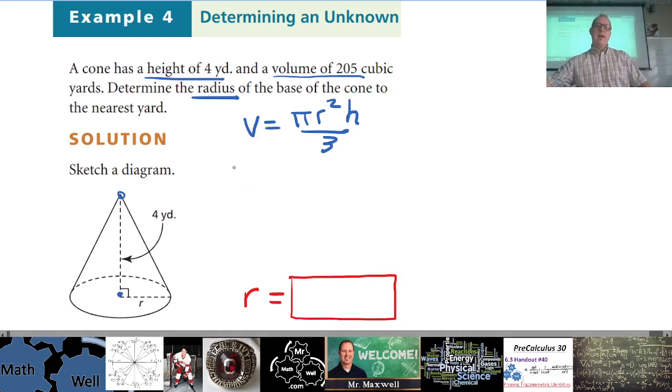So 205 goes on the left side in place of v. See that? And pi is just a constant. Please remember that's not a variable. It looks like a letter. It's a Greek letter, yes, but it represents a number. So that's a number. It's not a missing variable. R, we don't know what it is, so we have to keep the r with the squared there. And h, I do know that that is 4.